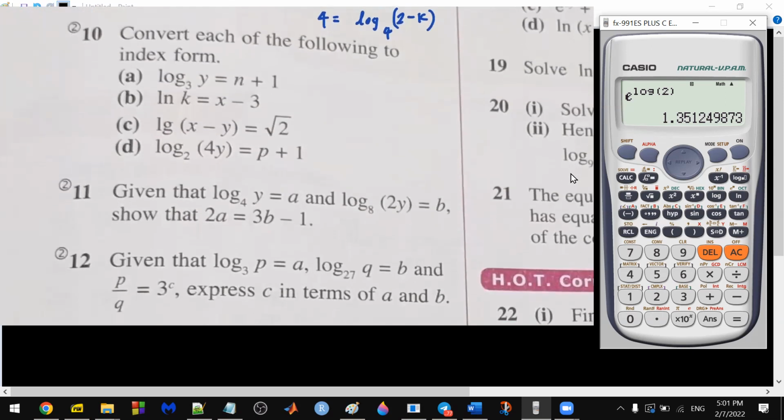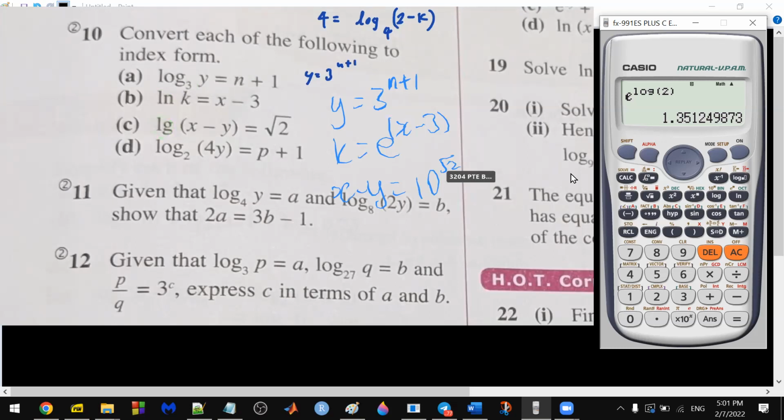Convert to index form. Okay, can. So basically, bring the base over, bring the base over, bring the base over. Correct? 3 power n plus 1. ln is base e. Next one. Log k base e. So e power, exactly, that's all. Okay, next one. lg is base 10. So x1, correct. Yes. Next one, base 2.